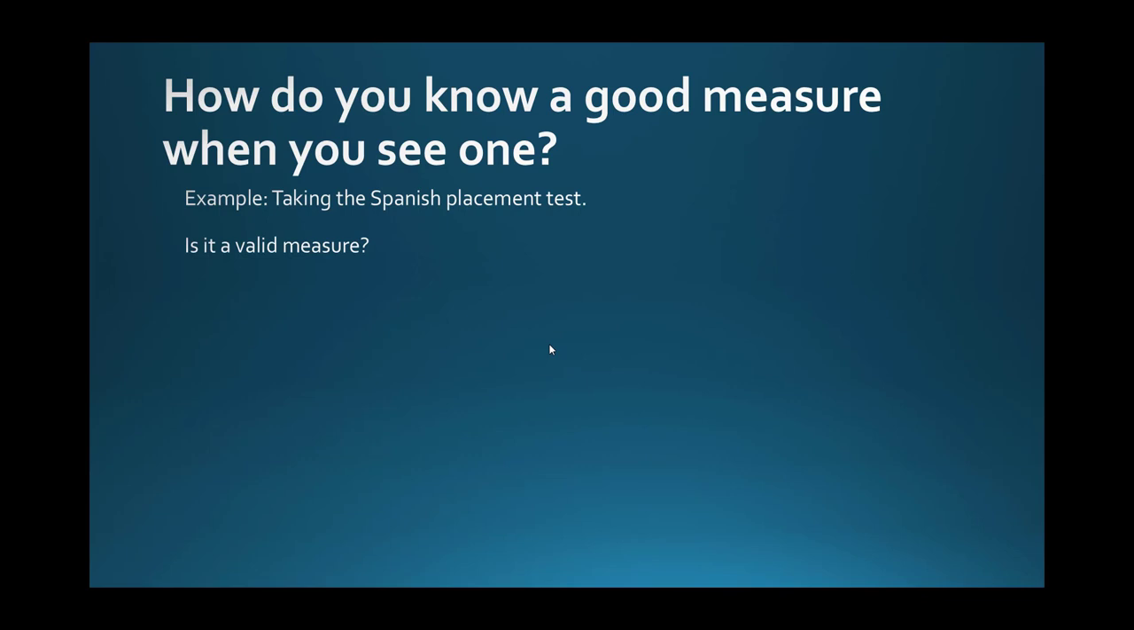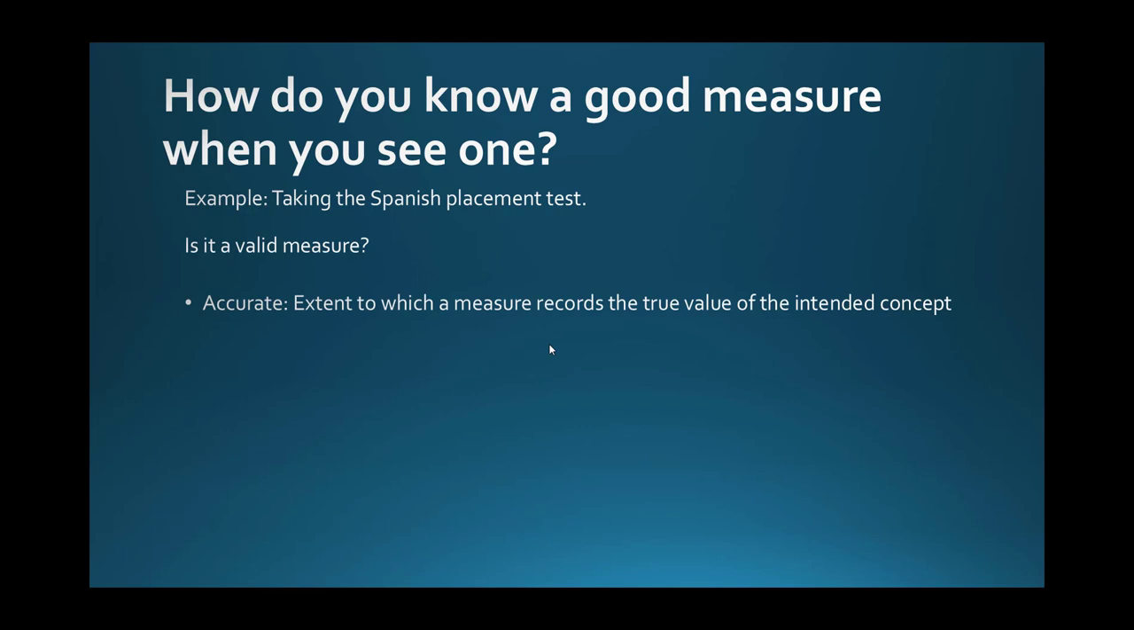So, when you are out there in the wild looking at data, how do you know a good measure when you see one? I'm going to explain this using the example of taking the Spanish placement test. First question, is it a valid measure? Well, yeah. You have to demonstrate some ability to read and comprehend the Spanish language. You have to speak Spanish a little bit, and Professor Wilson will determine based off of your speaking skills what level Spanish is appropriate for you to take.